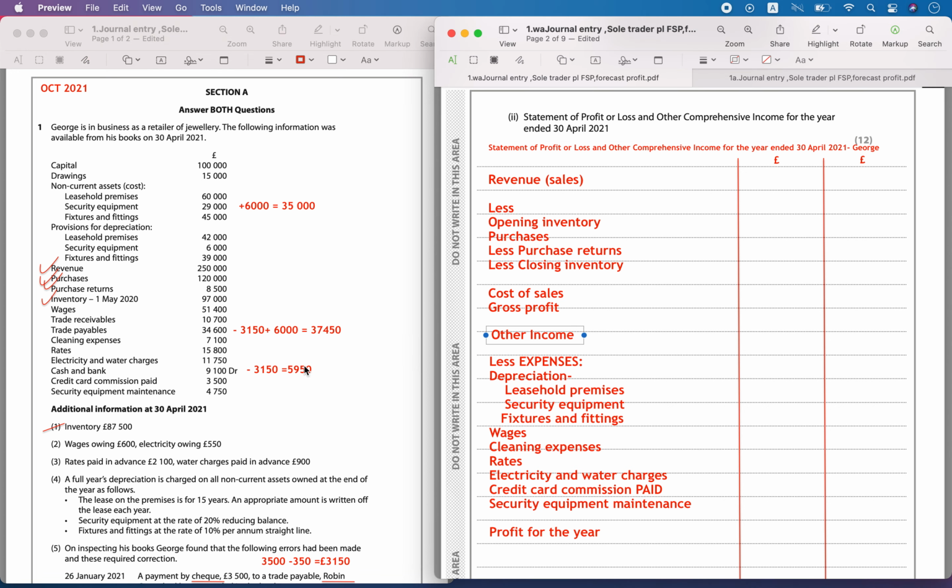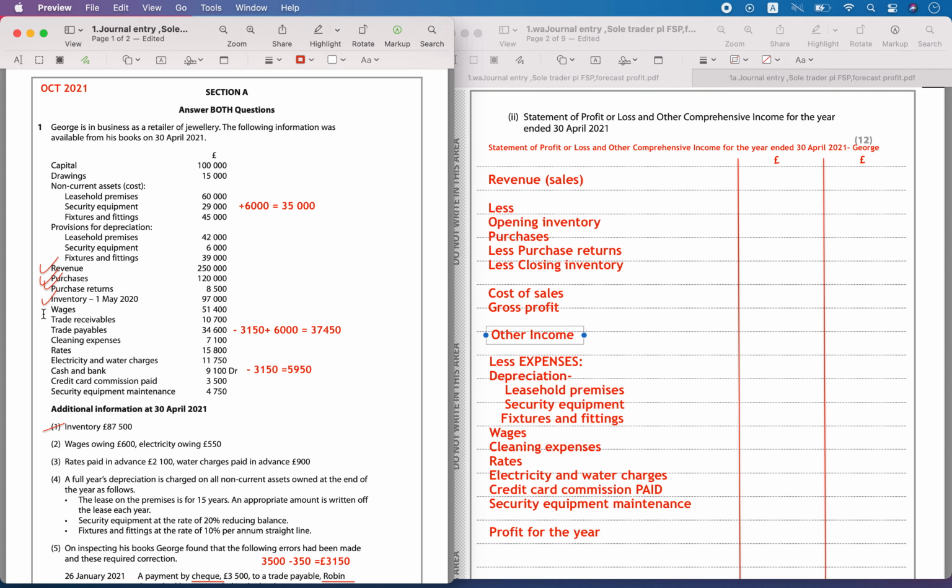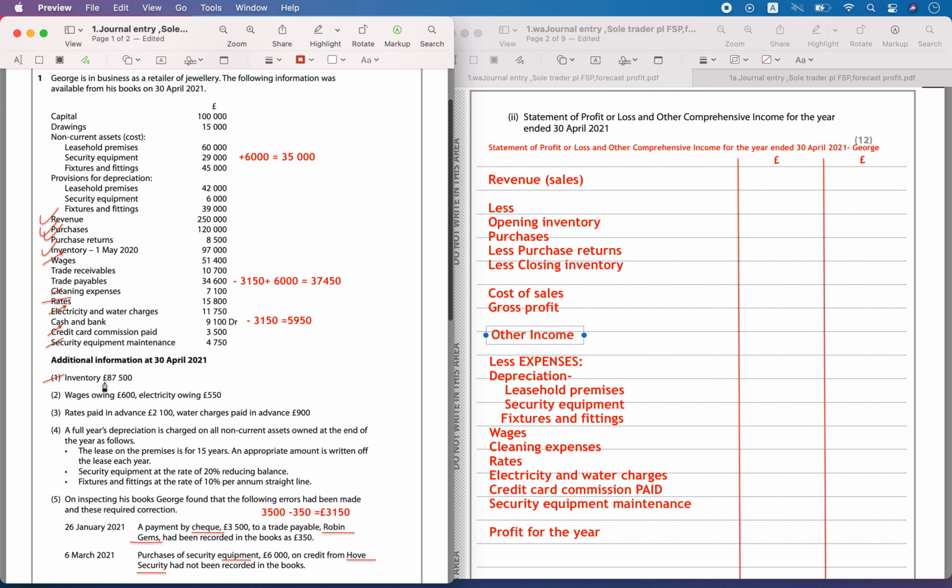Then you have any other income you have to check. We don't know, so we'll just write any other income, and then we have to check for the expenses. First one is the wages, and then you can see there is a cleaning expense, and then the rates, and the electricity and water charges, the credit card commission paid, which is an expense, and the security maintenance expense. So you have to write all of this first before starting.